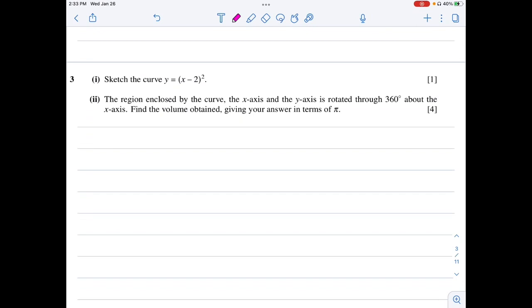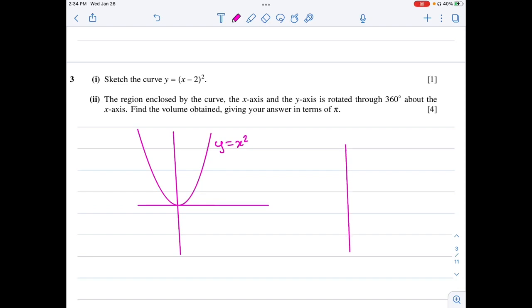Question number 3. Sketch the curve y is equal to (x minus 2) whole square. So we know that. Sketch the graph. So y is equal to x square will be in this way. This is y is equal to x square. Now I want y equal to (x minus 2) whole square. It is minus 2, so move the graph. From here, it was the x square graph, so move it to x plus 2. So again, it's not coming over there. Let me draw it out swiftly.